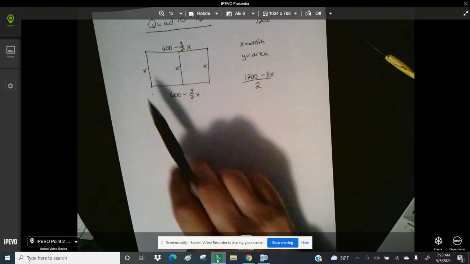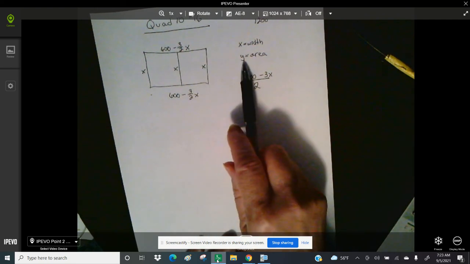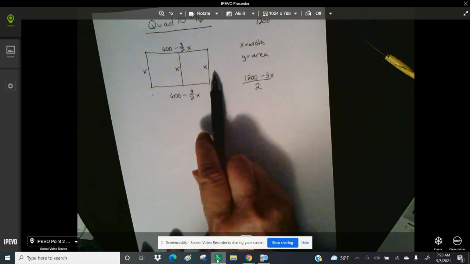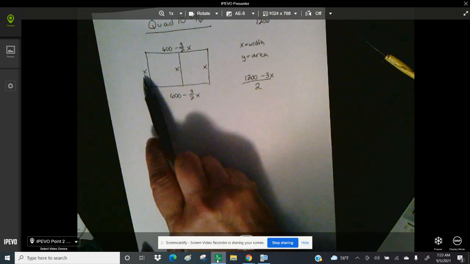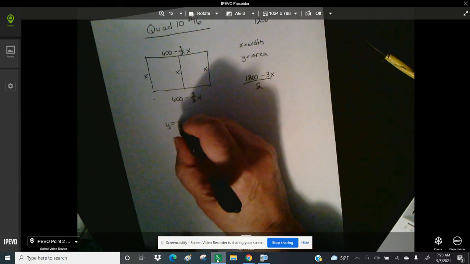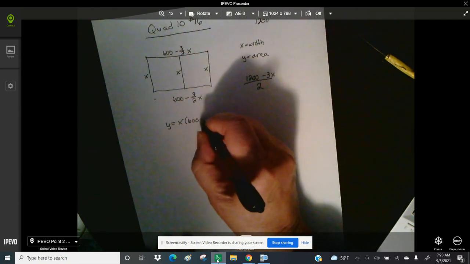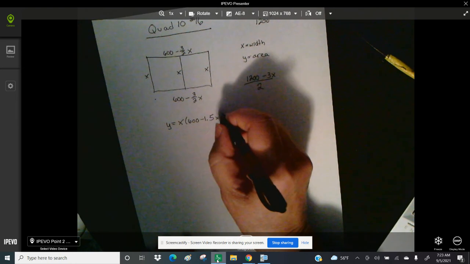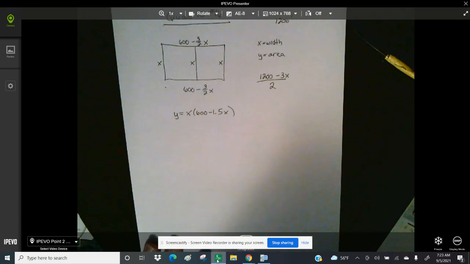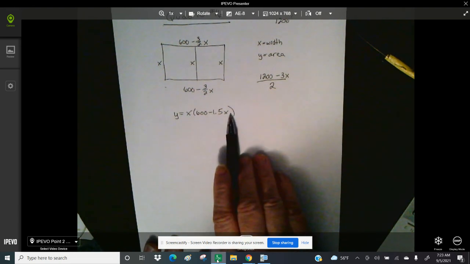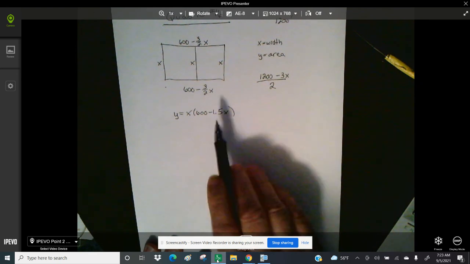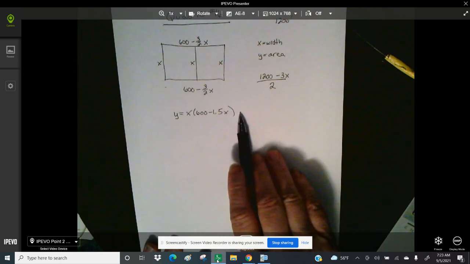So now I have all of my variables. I've set y equal to area. So if I want to know the area of this rectangle, I have to take my length times my width. So I'm going to say area equals my width times my length. And I'm going to put this in my calculator. So I'm going to change that 3 over 2 to 1.5 because it'll be easier to put it in my calculator. Now, you could multiply this out, and then you could use the minus b over 2a to find the maximum. That would be absolutely fine. But I'm going to graph this.